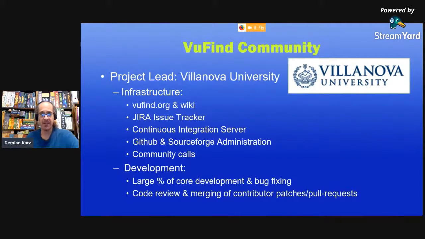So the VuFind community at present is centered at Villanova University, where the project was started. But it is, of course, a worldwide collaboration. What Villanova does at present is host a lot of the project infrastructure, like the website, the issue tracker, and so forth. We manage some of the community communications, such as hosting monthly calls to discuss the software.